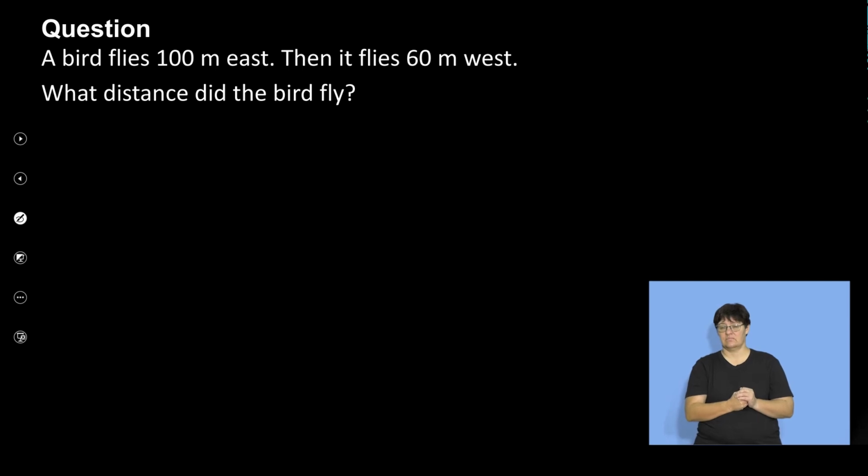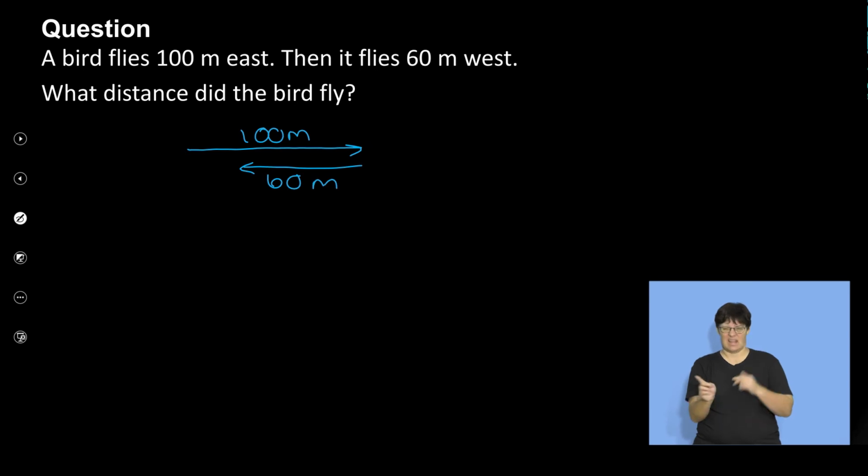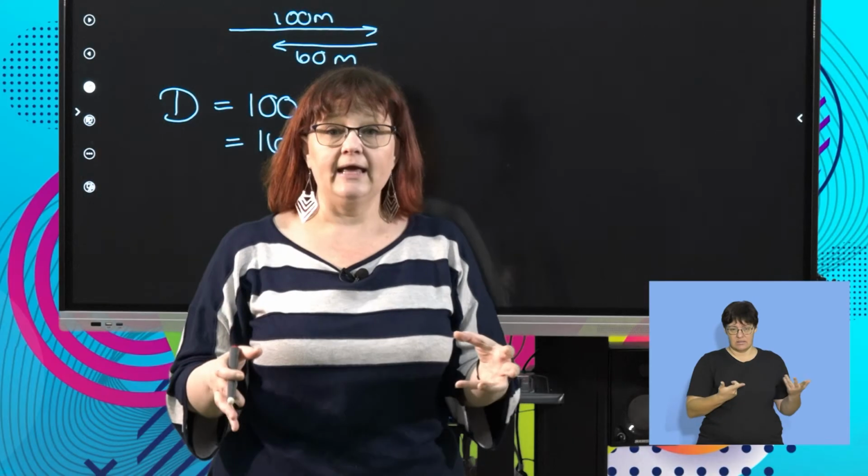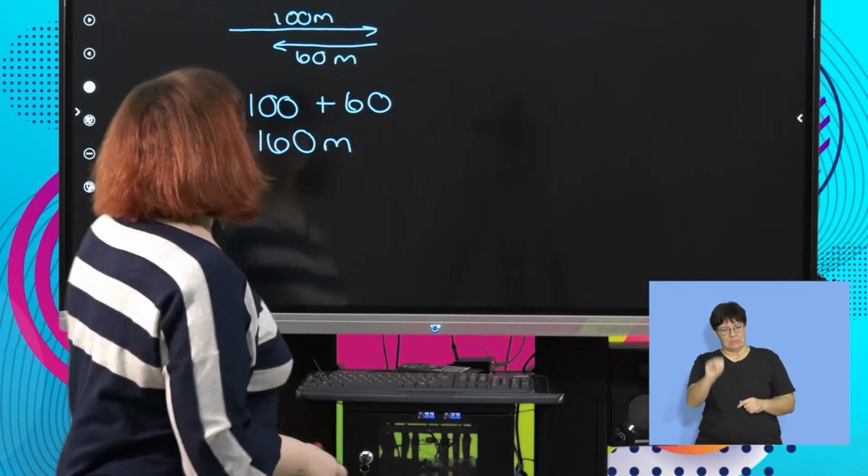So now they say, what distance did the bird fly? I'm just going to put the diagram again to make it easier for us. So there we've got the 100. There we've got the 60. It's not to scale. Distance simply means that I add everything together. So I'm going to go 100 plus 60, 160 meters, because that's what the bird actually did. It went 100, then it went 60, that's its distance, okay? And it's tired, it went 160 meters.